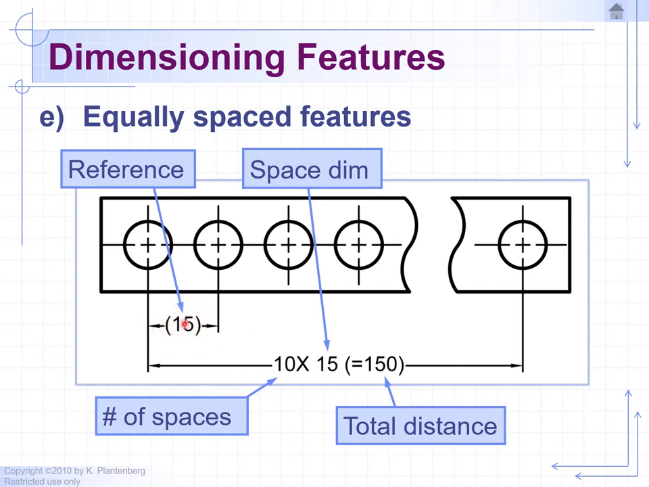They're telling us, hey, do not use this dimension. We're going to use this dimension. We have 10 spaces, 10x, space of 15 millimeters. So 15, 15, 15, and so on is the spacing between the holes. This would be double dimensioning. So to avoid double dimensioning with the 15s, we place one of them in parentheses. So this is referred to as a reference dimension. This is the one we're going to use.